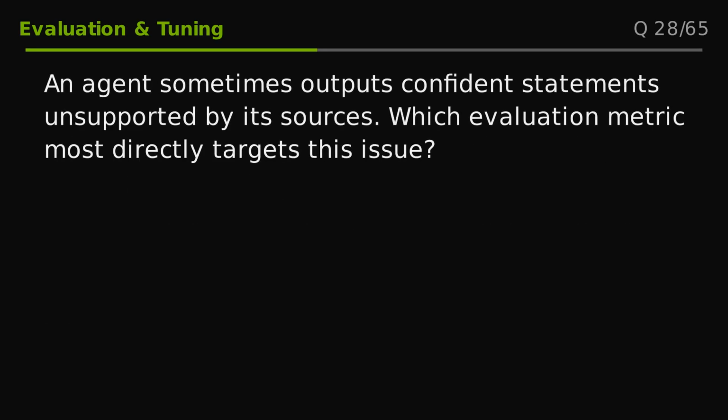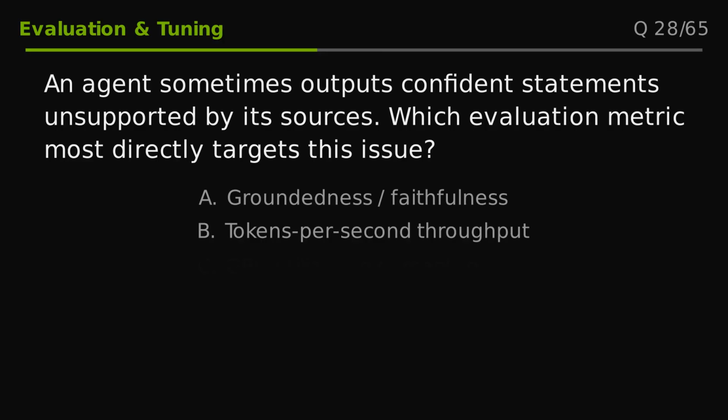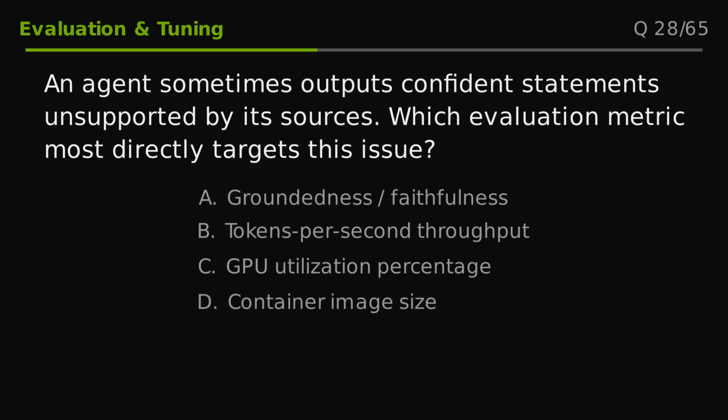Question 28. When an agent sometimes outputs confident statements unsupported by its sources, which evaluation metric most directly targets this issue? Option A. Groundedness or faithfulness. Option B. Tokens per second throughput. Option C. Power utilization percentage. Option D. Container image size.